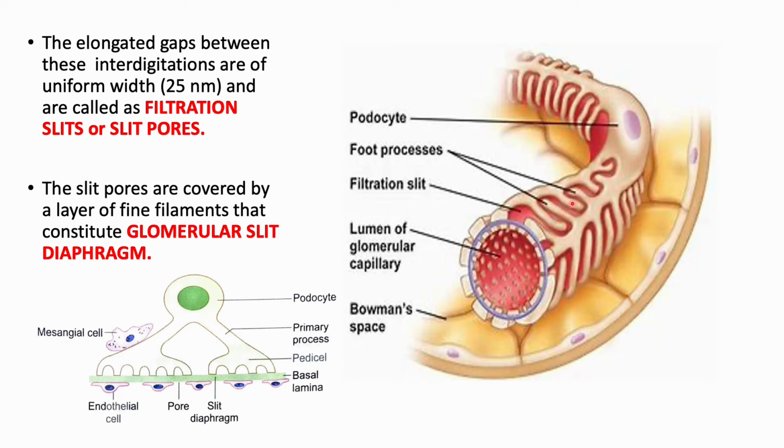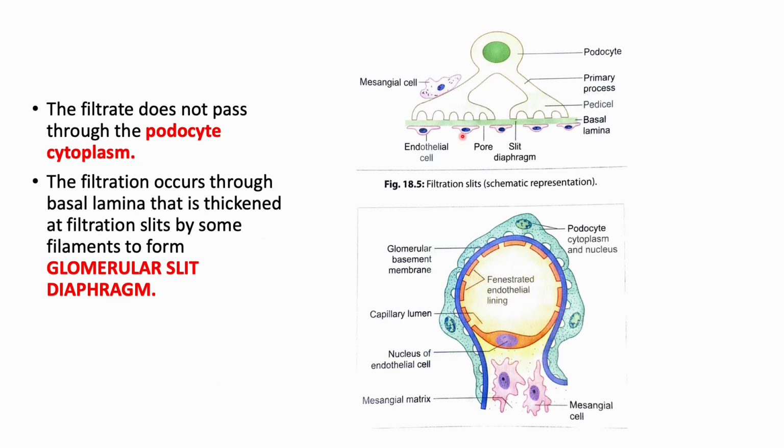Now the space in between these interdigitations is uniform, and the width is about 25 nanometers, and we call this space the filtration slit or slit pores. These slit pores are covered by fine filaments that constitute the slit diaphragm. The filtrate does not pass through the podocyte cytoplasm, because of these slit diaphragms. The filtration occurs through the basal lamella that is thickened at the filtration slits by some filaments to form the glomerular slit diaphragm.